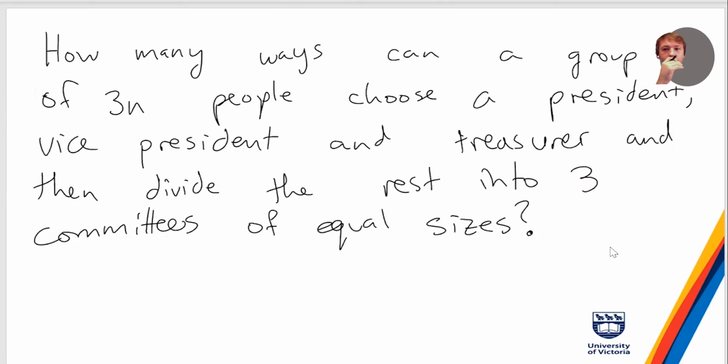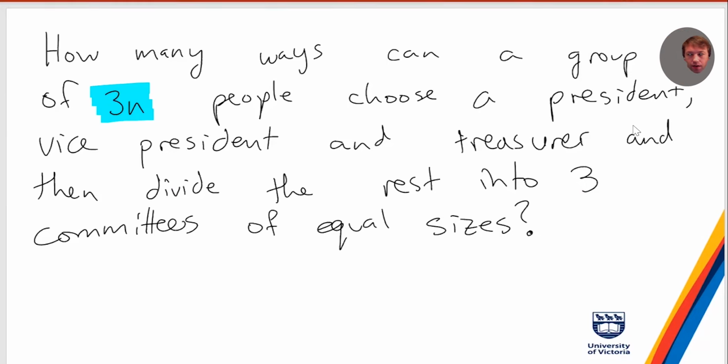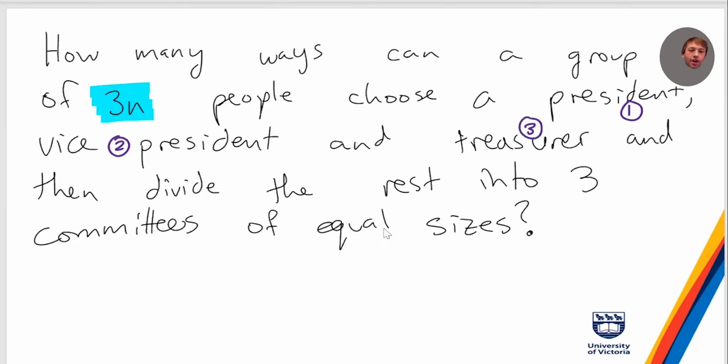Okay. Question: how many ways can 3n people, so the number of people is 3 times n, pick a president, a vice president, and a treasurer? And then once they do that, they're going to divide up everybody else into 3 committees of the exact same size. So all the committees have the same size. How many ways are there to do this? Any thoughts?